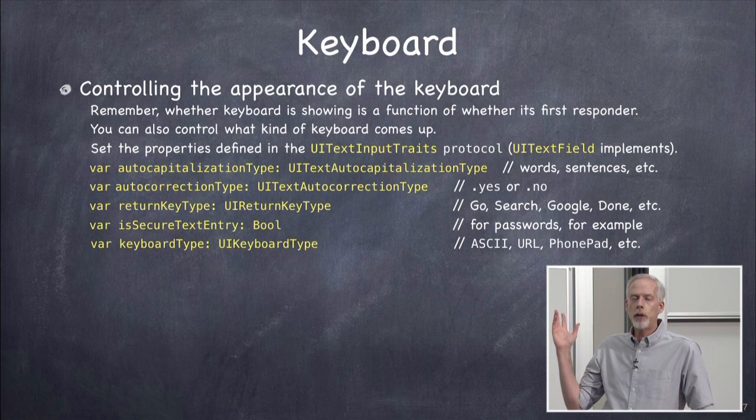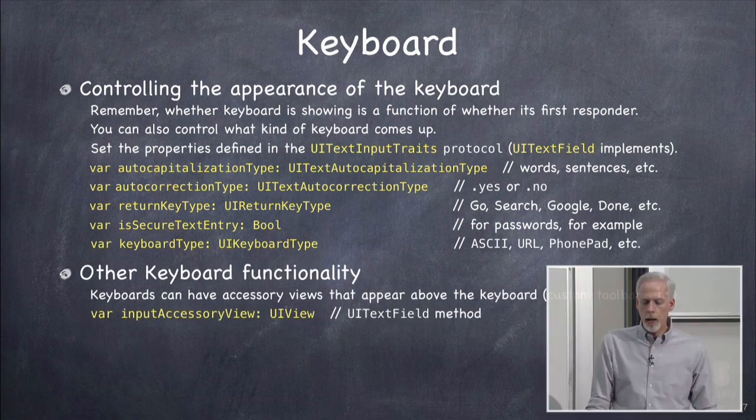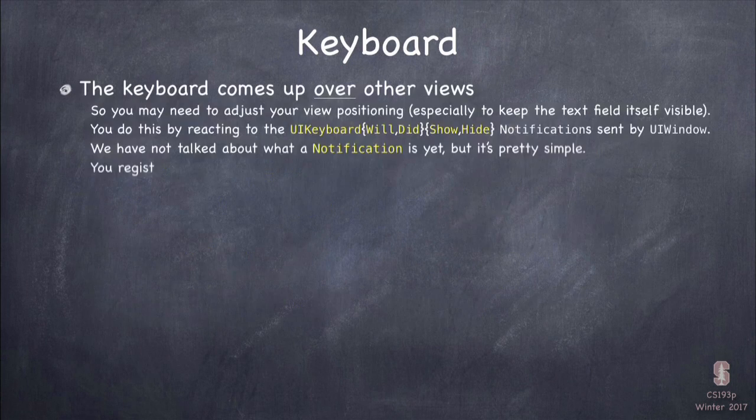In other words, if you're looking to control your keyboard, don't look in text field per se. Go look at this UITextInputTraits protocol and you'll see what you can do for your keyboard. You can also set an accessory view in your keyboard, a little view along the top of your keyboard that is just for your app. That's kind of fun. Again, it's this text input traits protocol.